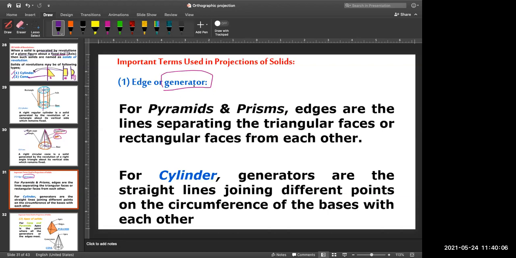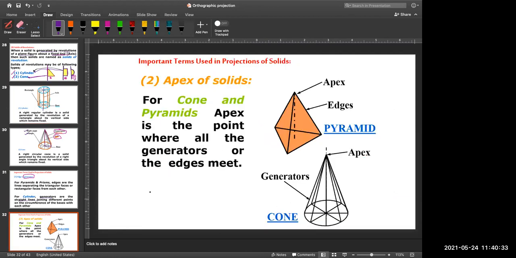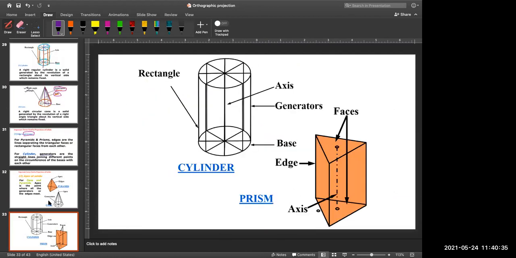Now generators. What are those generators that I have already explained to you? For pyramid and prism, edges are the lines separating the triangular faces or the rectangular faces from each other. For cylinders, generators are the straight lines joining different points on the circumference of the base with each other, like I have shown you here in the red color.